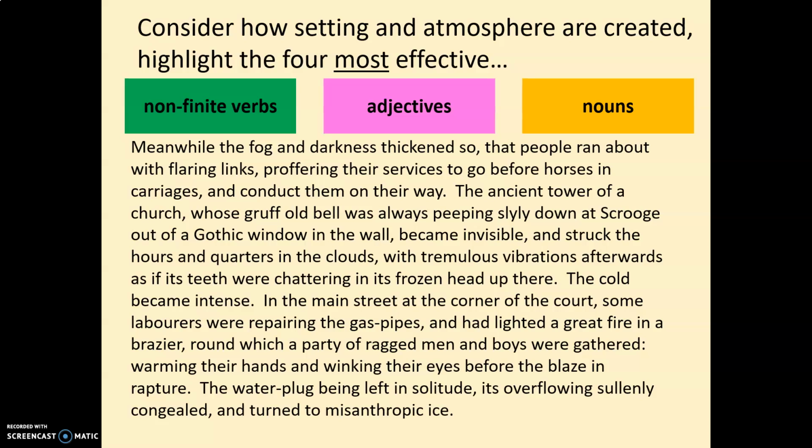Okay, another great description from Dickens there, and I would like you to do similar to what we did earlier with the first extract. Highlight the 4 most effective non-finite verbs, the 4 most effective adjectives, and the 4 most effective nouns in this piece. Really focus on the ones that help to create that setting and atmosphere. Spend a few minutes annotating your extract.